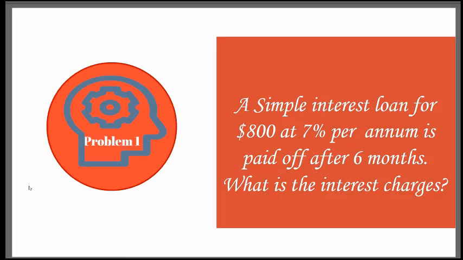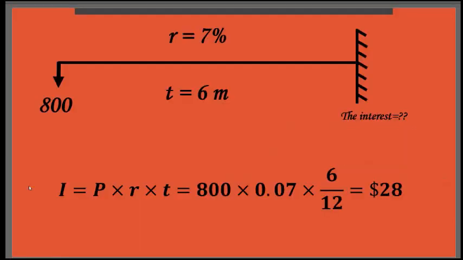Let's start with the first problem. A simple interest loan for $800 at 7% per annum is paid off after 6 months. What is the interest charge? We will start by drawing the timeline. The principal is $800, R equals 7%, T equals 6 months. We need to calculate the interest.